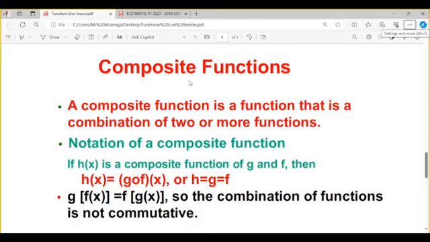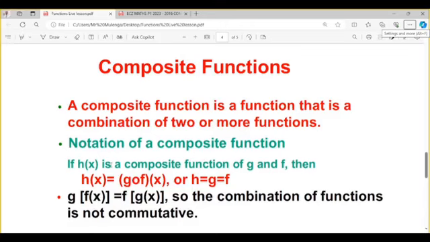So, what is a composite function? A composite function is a function that is a combination of two or more functions. So any function that is combined, if it has more than one function, we call it a composite function. Now let us look at the notation of a composite function. How do we present this composite function?